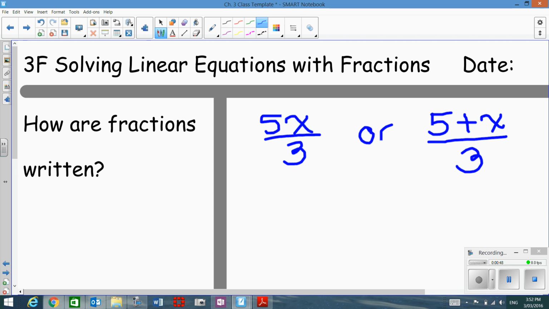So there are two very different things happening here. In the first example, the x is multiplying by the 5. There's a little multiplication sign in there, but we don't write it. We just assume. And in the second example, the x is adding to the 5. We're going to have to make sure that we understand the difference between those two because it will affect how we solve our problems.